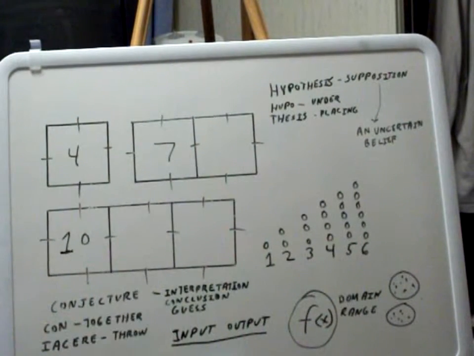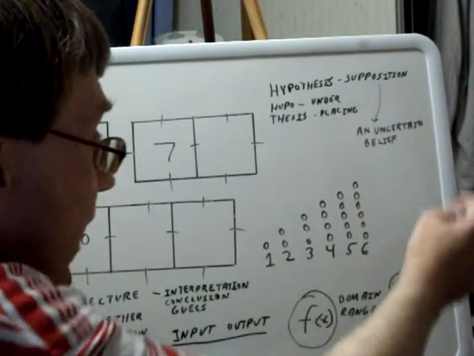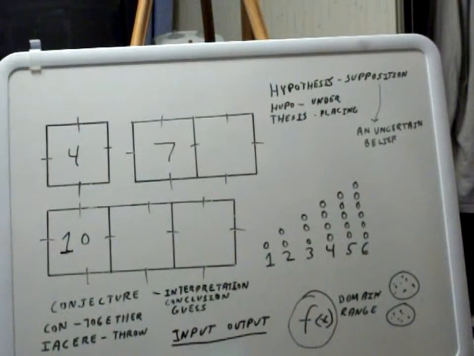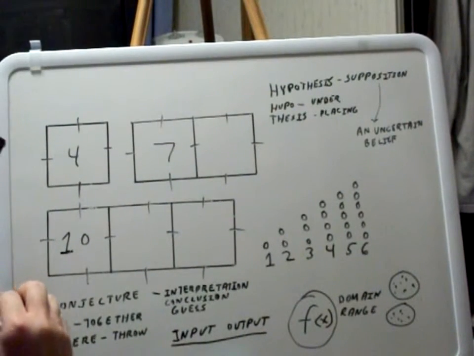But there's a problem with this. We're not entirely sure that the next drawing that will be made over here will represent 13. We don't know that. That's what we're guessing, but we don't know that for sure. So the word hypothesis would be better to be used in this particular case than the word conjecture.